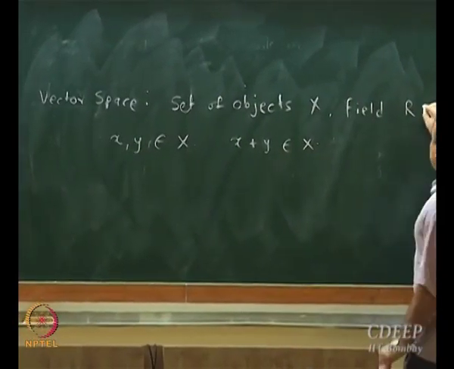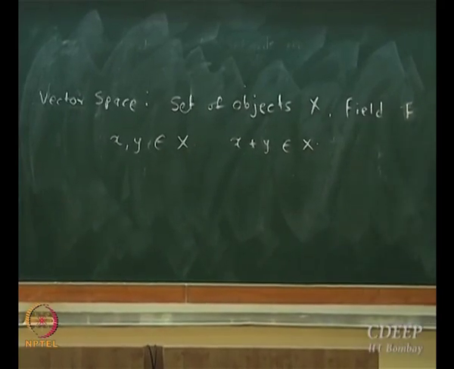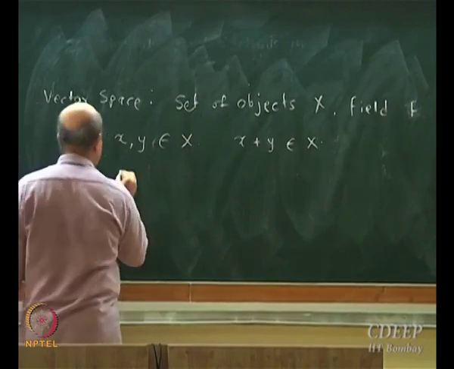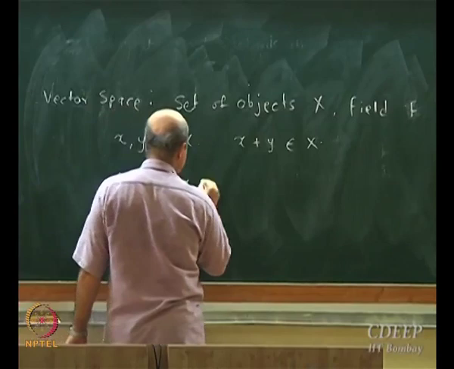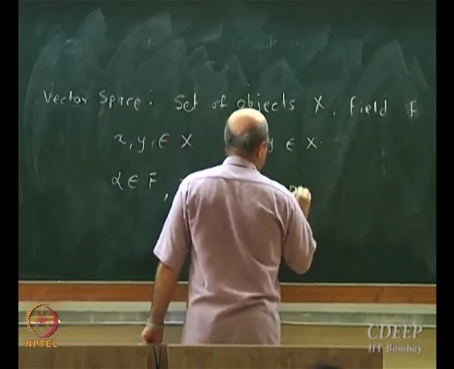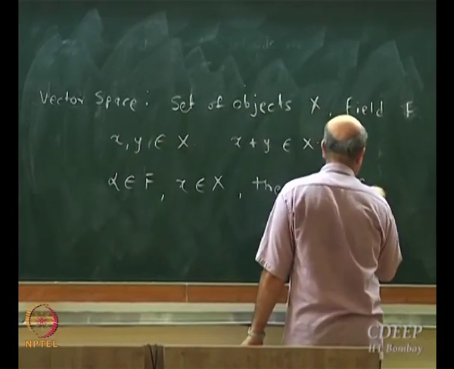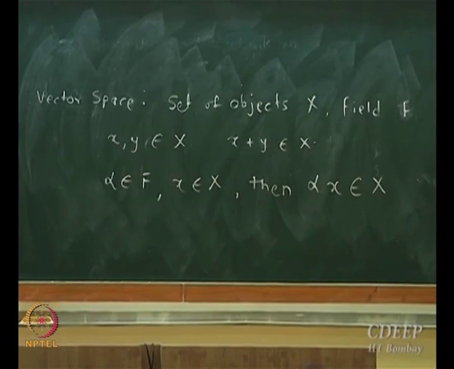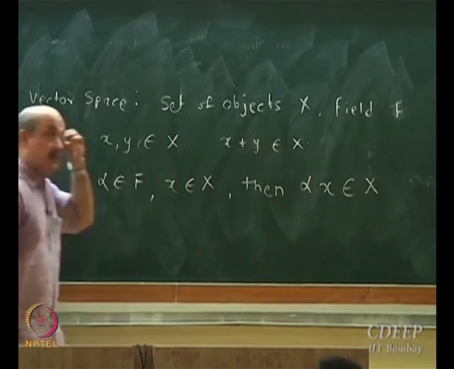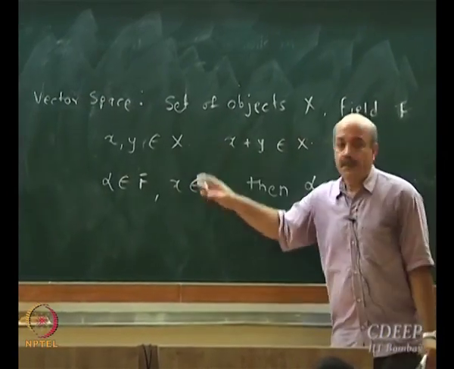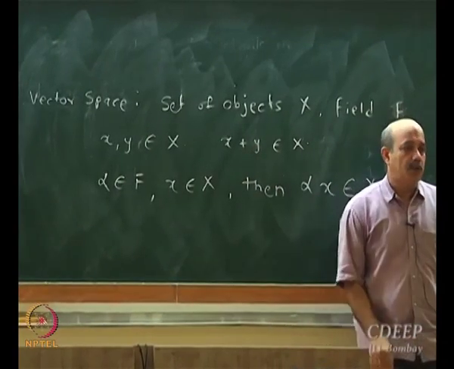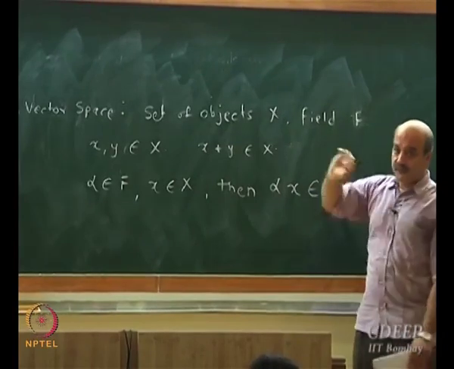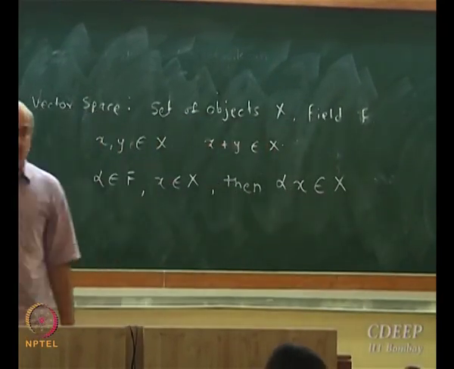For example, a field could be R, so let's call the field F. So we need two things here, a set of objects X and a field F. If I take any scalar alpha from F and any x belonging to X, then alpha times x, this is called a scalar multiplication, this also belongs to X. So a vector space, a concept which is a generalization of three-dimensional vector space, is nothing but a set of objects which is closed under these two operations, given the field F. Okay? It depends upon the combination. So these X and F are a combination. You cannot separate them. You have to consider them together.